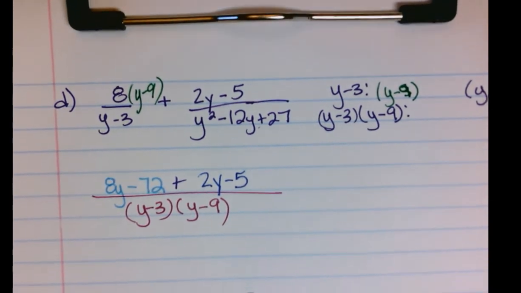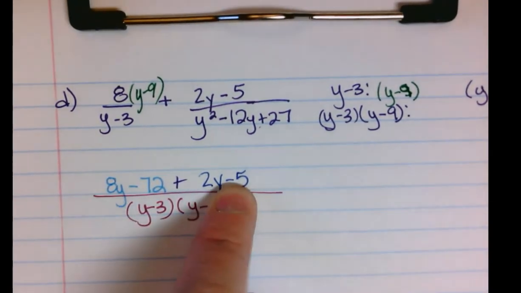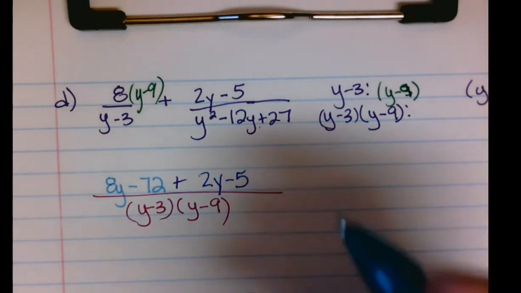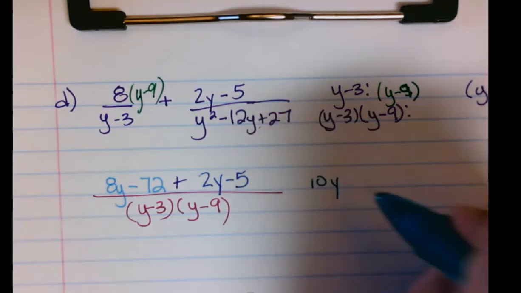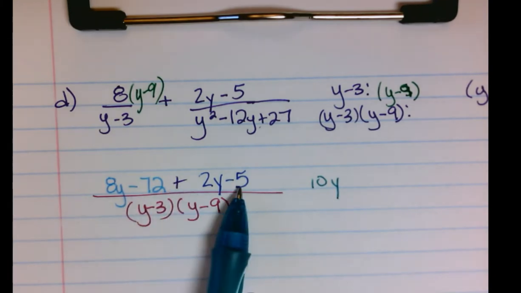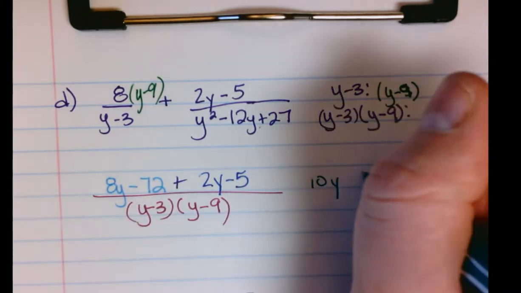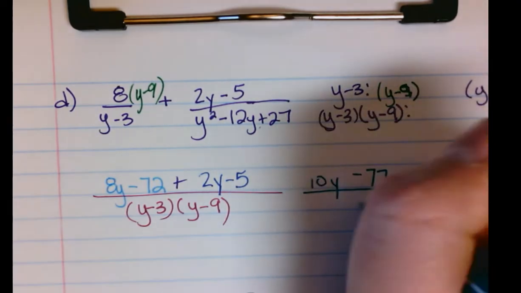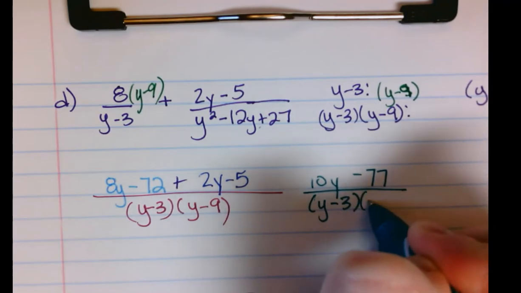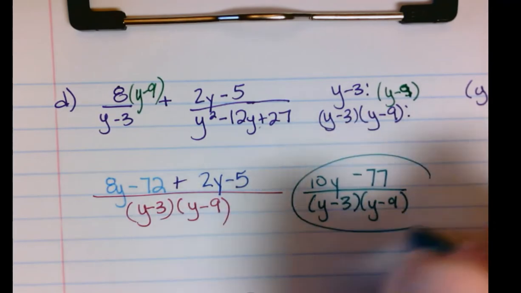Okay, so now with this, what you're going to do is combine your like terms. So 8y plus 2y is going to be 10y. And then negative 72 plus a negative 5 is going to be a negative 77 over y minus 3 and y minus 9. And that's your final answer.